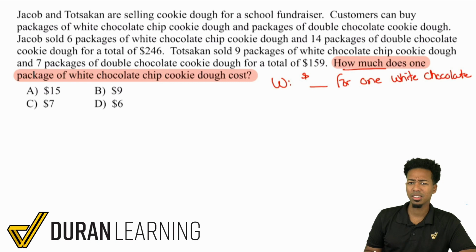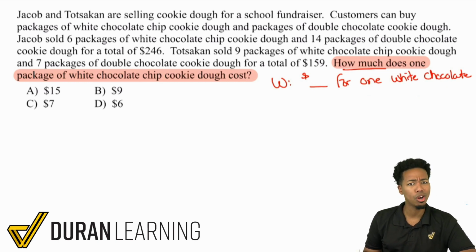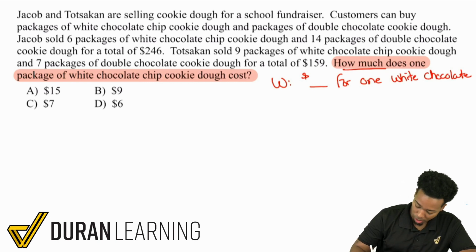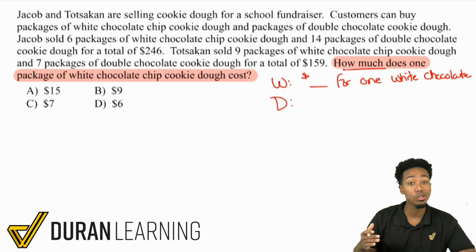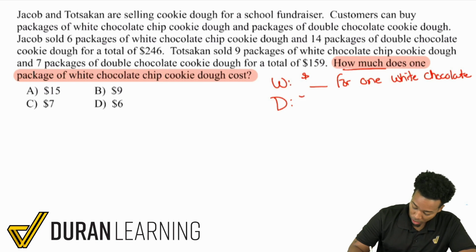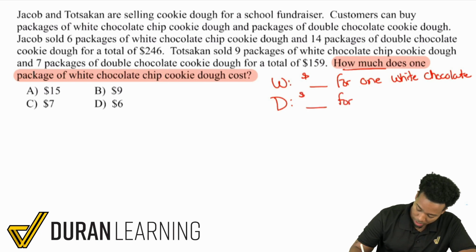So what am I looking at here? One variable I know I'm looking for is the cost for the white chocolate, but I keep seeing them mention the double chocolate, which I don't know. And that's what I'm going to have to write down, because it's included in both relationships. So I'll just say D is the cost for one double chocolate.